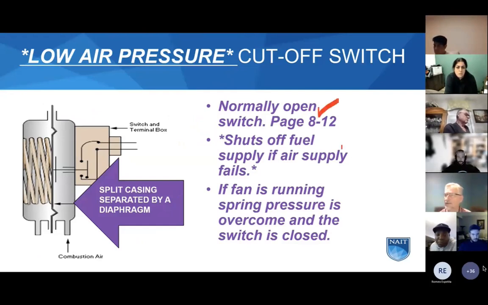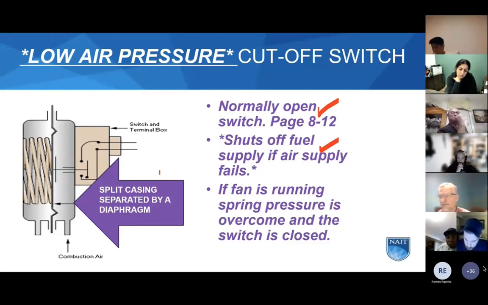Normally open type switch that will shut off fuel supply if air supply fails. In later chapters, we're going to see that we supply combustion air with different methods. There's different kinds of fans. There's forced draft, induced draft, balanced draft. Sometimes atmospheric burners. This kind of a switch would not apply to an atmospheric or convection supplied combustion air.